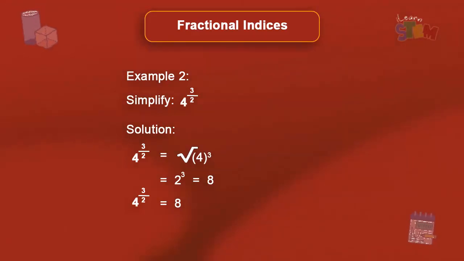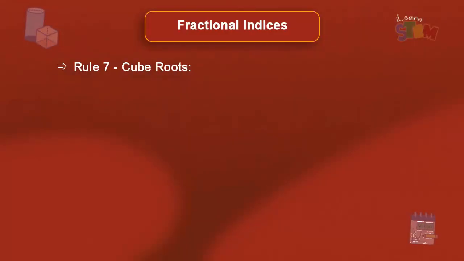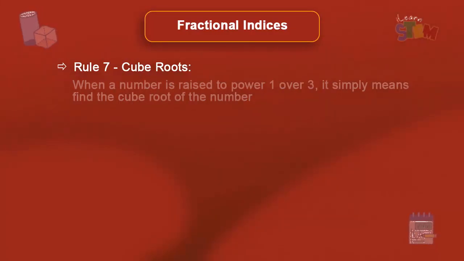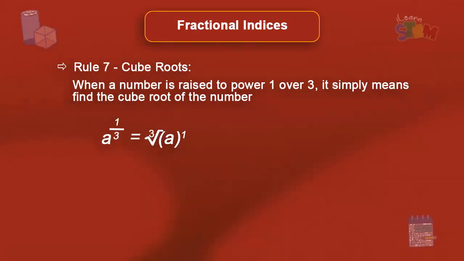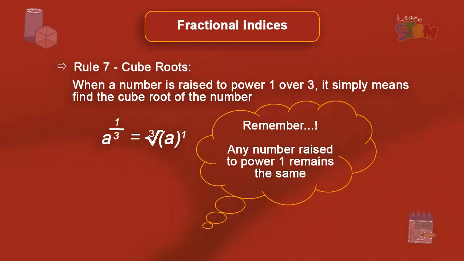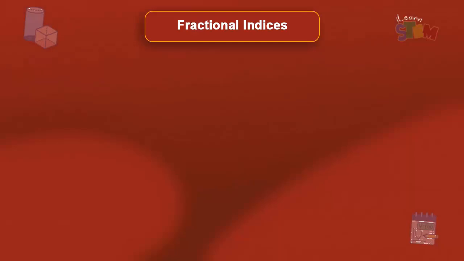That's brilliant. Now, let us see how fractional indices work for cube roots. Rule 7, Cube Roots. When a number is raised to power 1 over 3, it simply means, find the cube root of the number. Here's the formula. A raised to power 1 over 3 equals cube root of a raised to power 1. Don't forget that any number raised to power 1 remains the same. Let us see some examples.